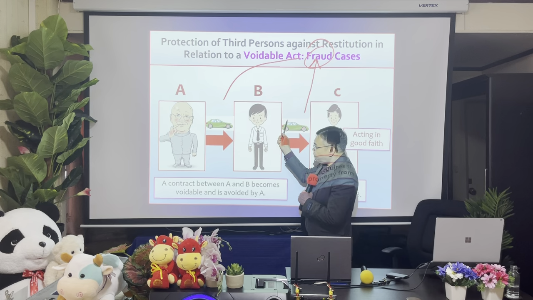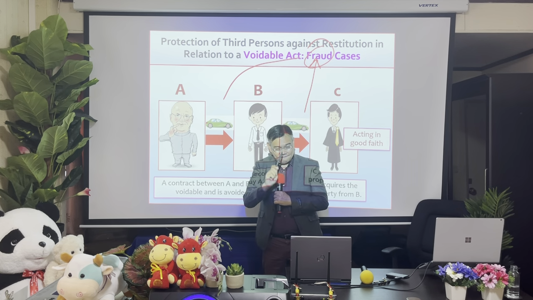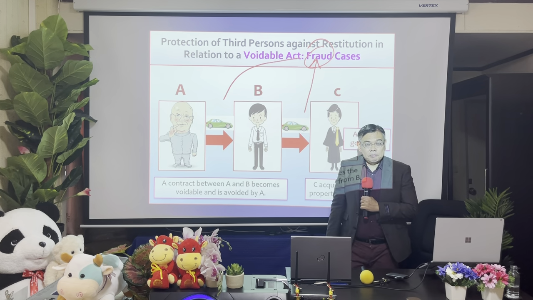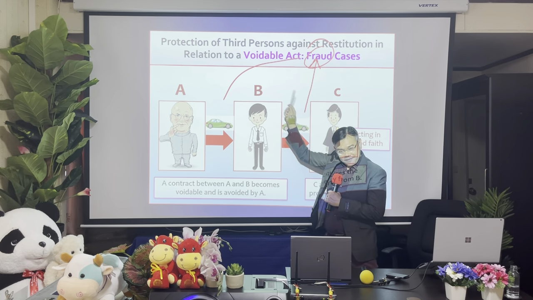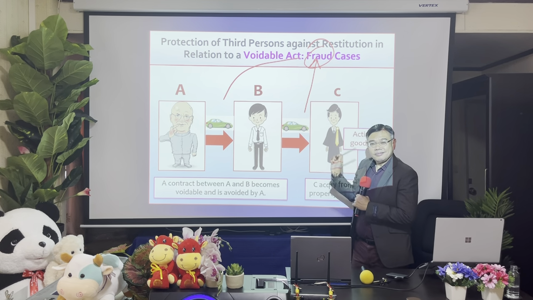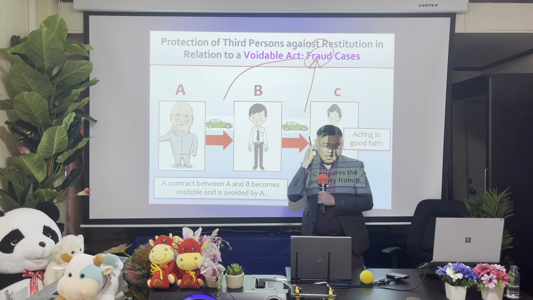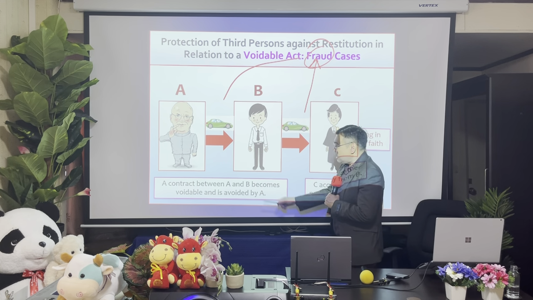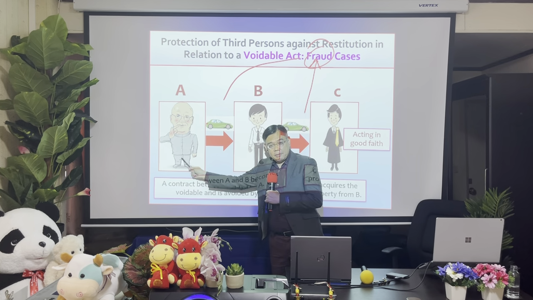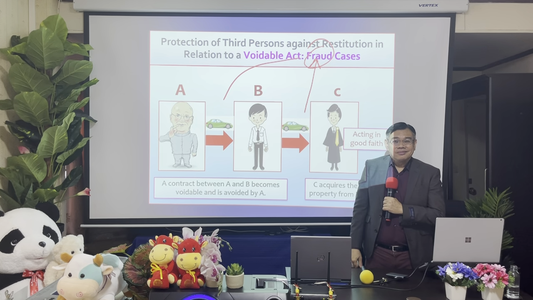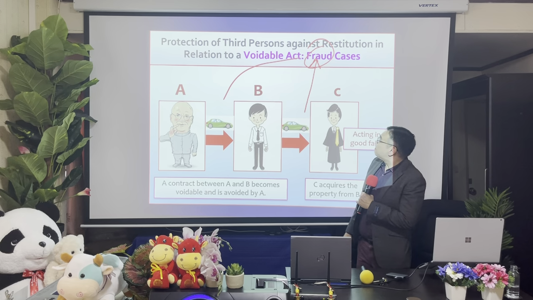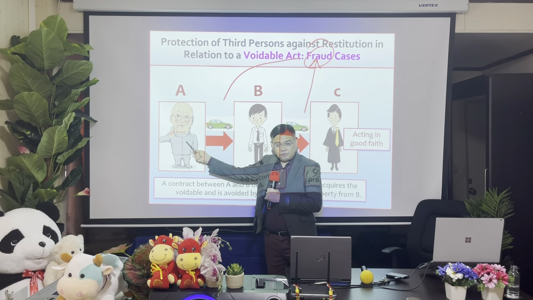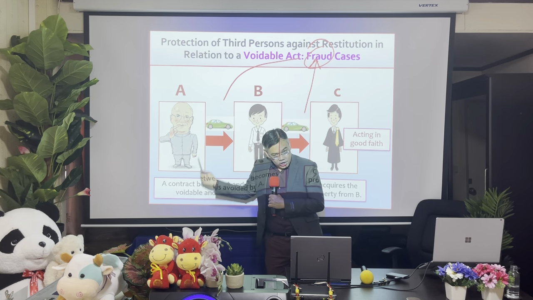Let's get back to this contract between A and B. Let's suppose that A sold this car to B because of the fraud committed by B. B told some lie to A about the car, okay? If A had known the truth, A would not have sold this car to B at all. So the contract between A and B here was made by what? Was made on account of fraud, so that this contract became voidable.